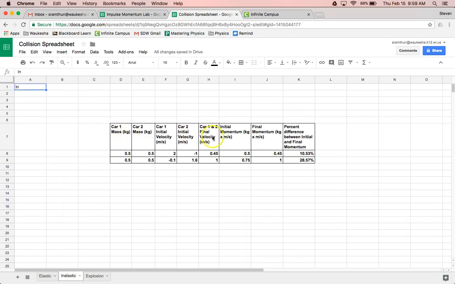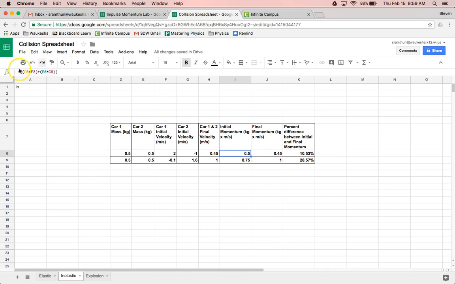Inelastic's going to be the same, except I only have one car, they're sticking together. So at the end, I just have one car. Now, granted, it's two cars stuck together, but one car, one velocity. So I got rid of a column and I combined the final velocity of just 1 and 2. So you should make that change. Otherwise, these initials and finals are almost exactly the same.